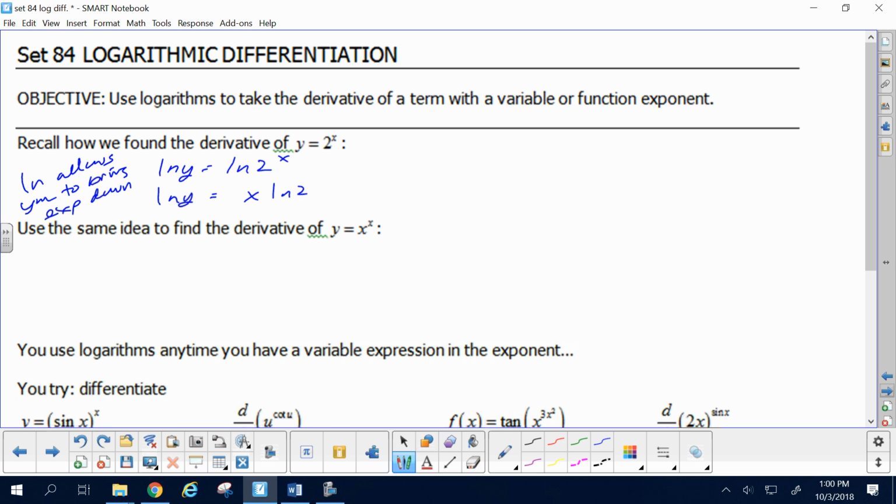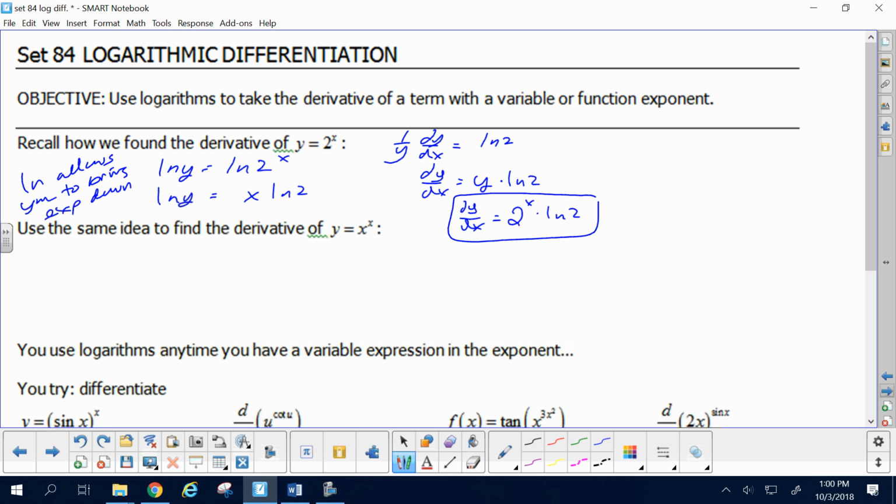Okay? Up to that point, we hadn't done any calculus. That was just pre-calculus or log work. Now we take the derivative implicitly. The derivative of the left being 1 over y dy dx equals log of 2. So dy dx is y times the log of 2. But we then finished by substituting back in for y and saying dy dx is 2 to the x times the log of 2. We then started to memorize the shortcut and not do all that. Now, we are going to go back and use that work again on problems that are similar but a little more complicated.